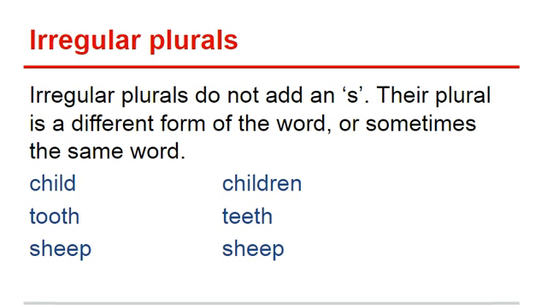Irregular plurals. Irregular plurals do not add an S. Their plural is a different form of the word, or sometimes the same word. For example, child, children. Tooth, teeth. Sheep, sheep.